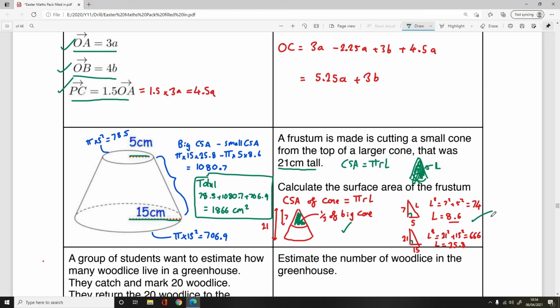Then we need to put this all together. So what I want to do for this lampshade is I want the surface area of the big cone, the surface area of the small cone, and the difference between them will give me this bit going around the outside of the frustum. So pi RL minus pi RL gives me 1080.7 for that. But I also need the circle on top, so that's pi times 5 squared, and the circle on the bottom, that's pi times 15 squared. And if I put all of them together, I get my final answer of something that rounds to 1866 centimeters squared. As I say, quite tough, that one.